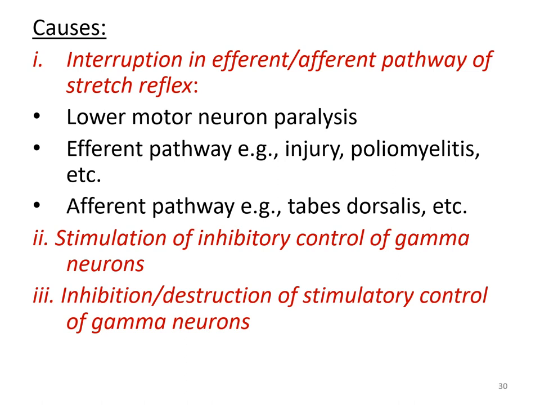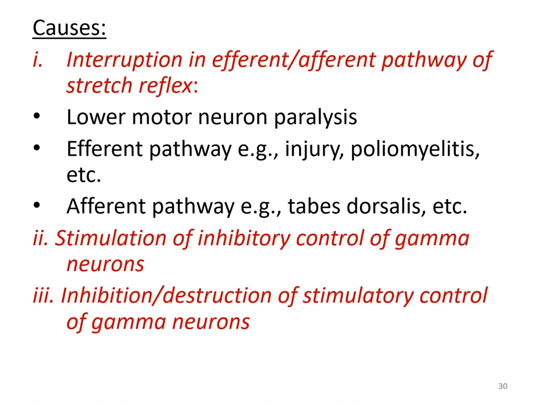So, causes can be interruption in the afferent or the efferent pathway of the stretch reflex, which can occur because of lower motor neuron paralysis, or interruption in the efferent pathway due to injuries, diseases like poliomyelitis, or interruption of the afferent pathways due to diseases like syphilis causing tabes dorsalis.